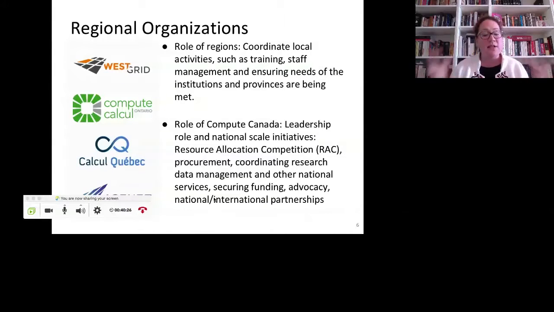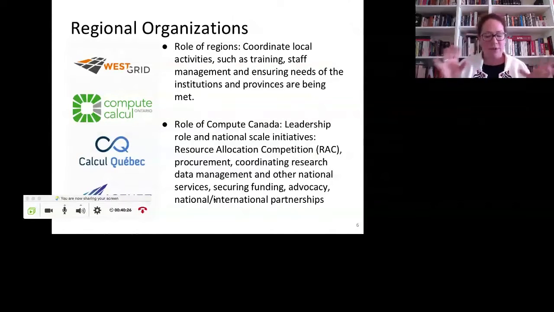Nationally, Compute Canada plays a leadership role on national scale activities like some large CFI-funded projects which span multiple institutions across the country. Compute Canada coordinates the resource allocation competition, which I'll speak about later, procurement of hardware for national systems, partnerships around research data management and other national services, securing funding, and advocacy on the national and international stage. So there are specific roles for each of these regional organizations and also Compute Canada that all work together to really accelerate research.